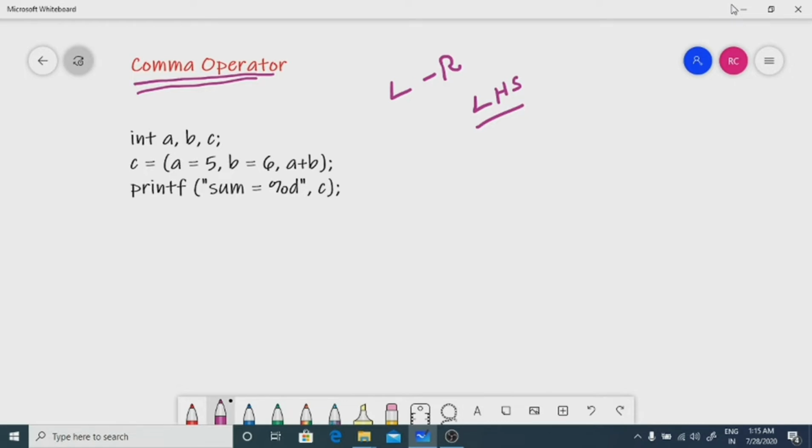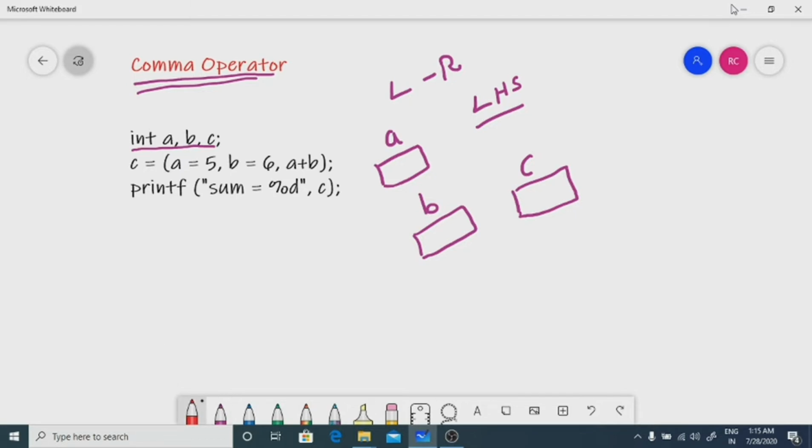Now let me trace this program. Int a, b, c. Memory will be allocated to A. Memory will be allocated to B. And memory will be allocated to C. Now, the comma operator is evaluated from left to right, and the result of the rightmost expression is assigned to the left hand side.